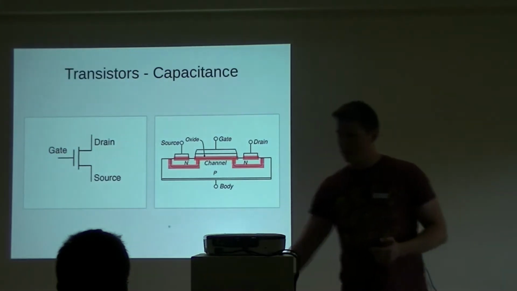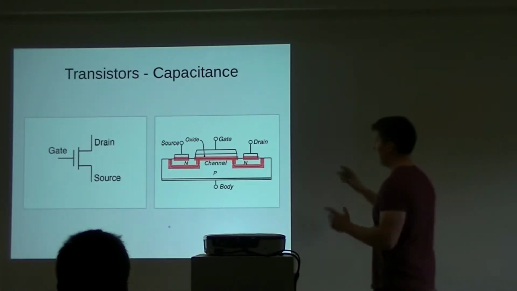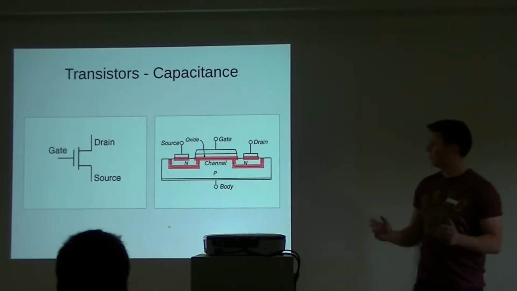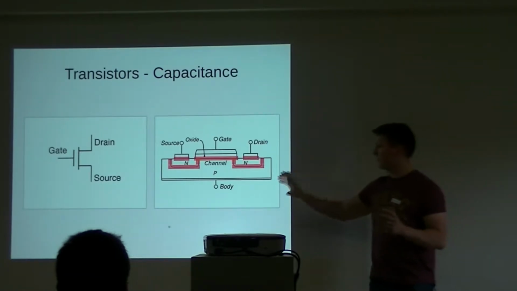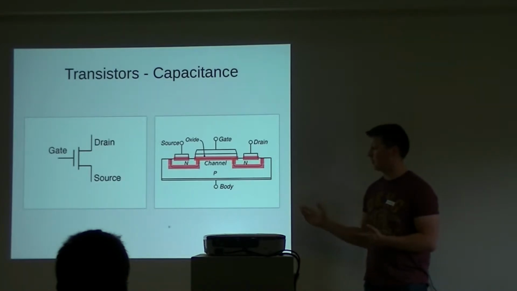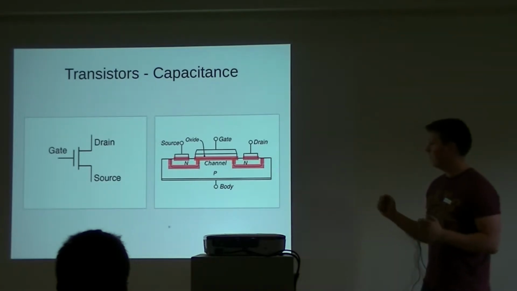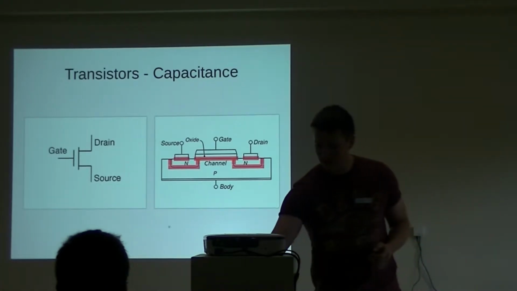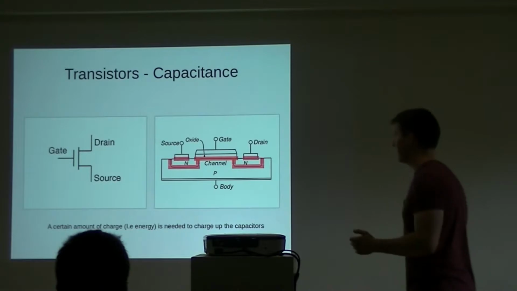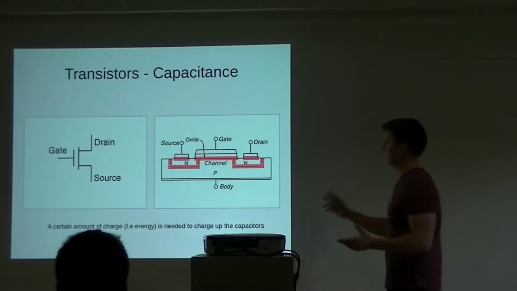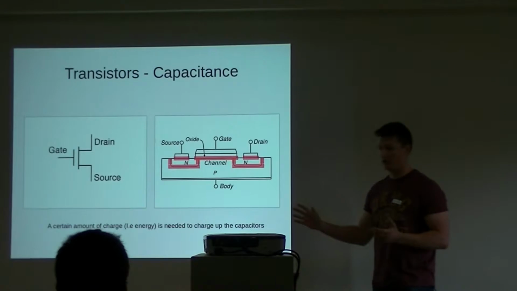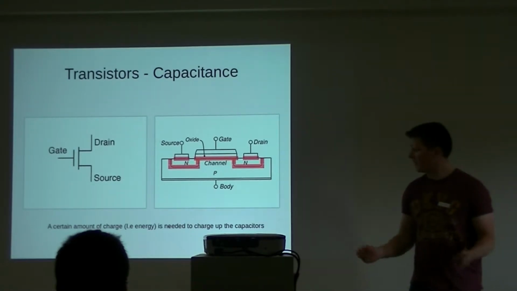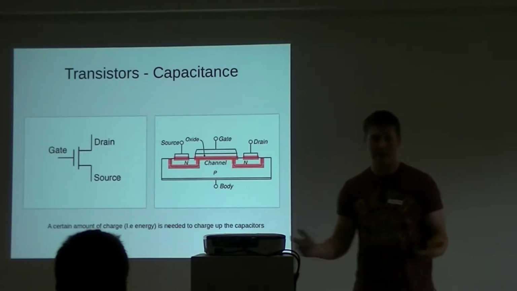And they consume energy because these red areas between different regions of the transistor cause capacitance between these different doped regions of the transistor. And to charge up these regions of capacitance, you need to put in a certain amount of energy. So each time you activate this transistor, you've got to charge up these areas of capacitance, or you've got to drain them of the charge that they've already got. And this takes a certain amount of energy and takes a certain amount of time.